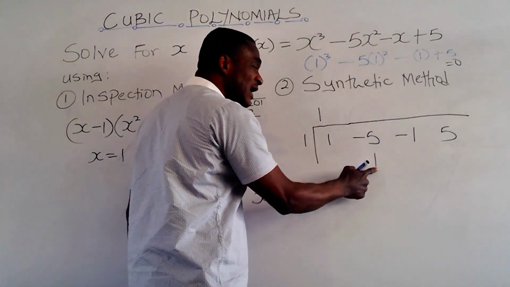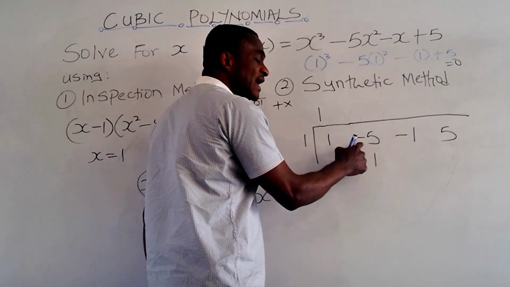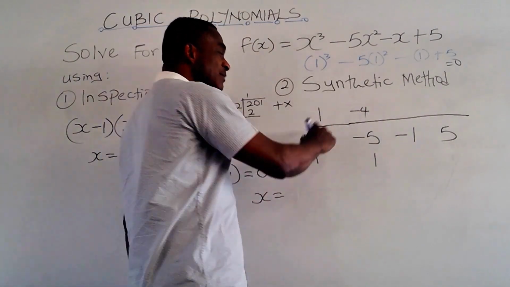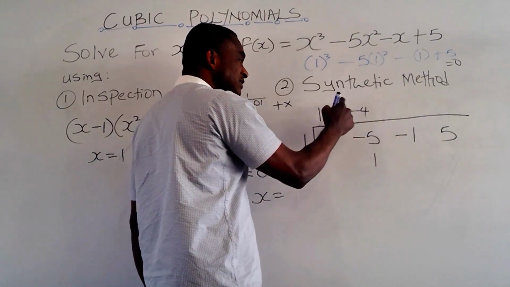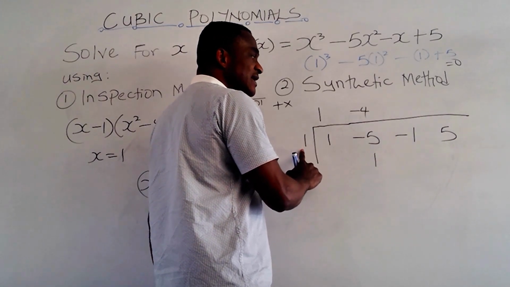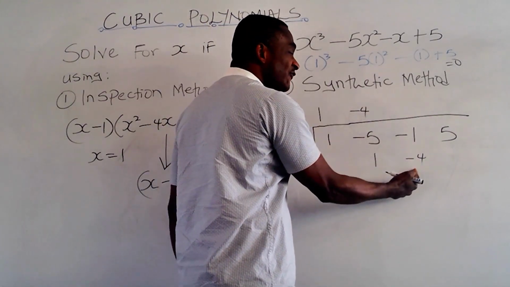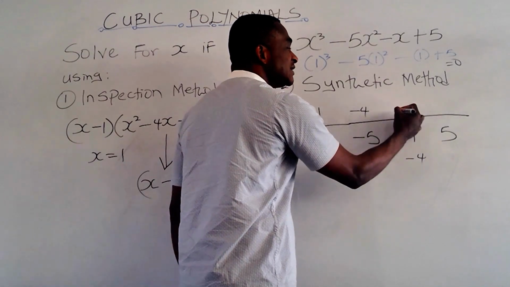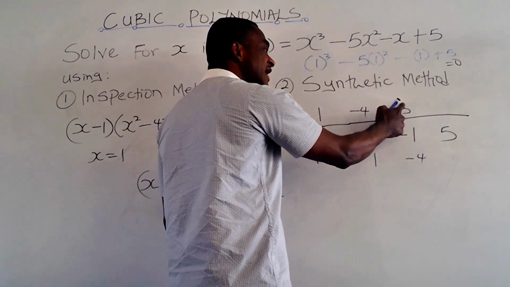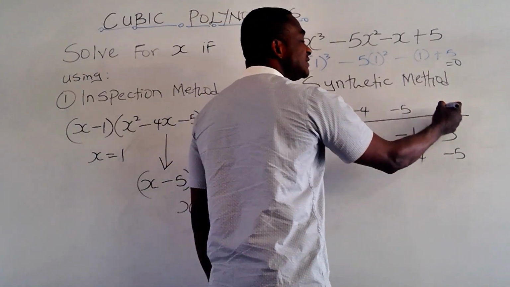And then we go through the next one, we add again. 1 plus -5 will give us -4. We multiply again. -4 times 1 is -4. We write it here. Then we add. -4 plus -1 is -5. We multiply again. 1 times -5 is -5. -5 plus 5 is 0.